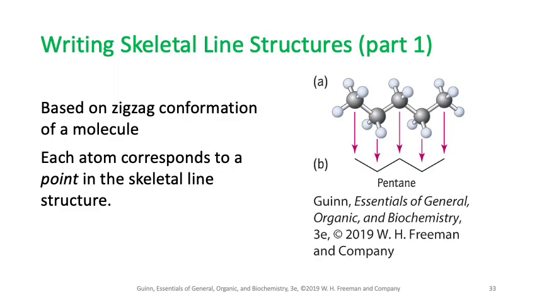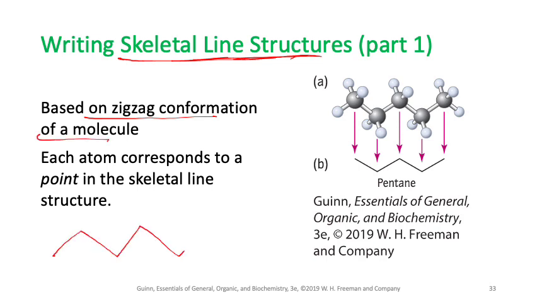Now let's talk about the second way of writing, besides the Lewis structure and condensed form. We're going to learn about the skeleton line structure. A skeleton line structure is based on the zigzag conformation of the molecule, something like this. This is a zigzag line, and the starting point, the ending point, and the point where two lines are connected are all connecting points. These starting points, ending points, as well as the connecting points each represent a carbon.